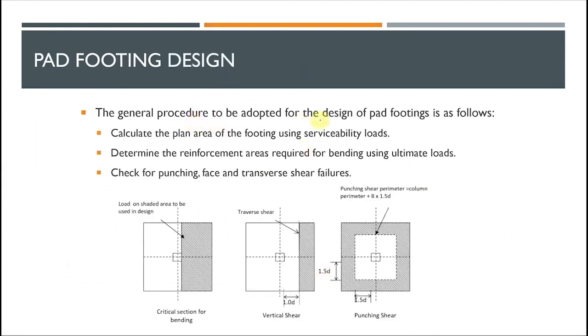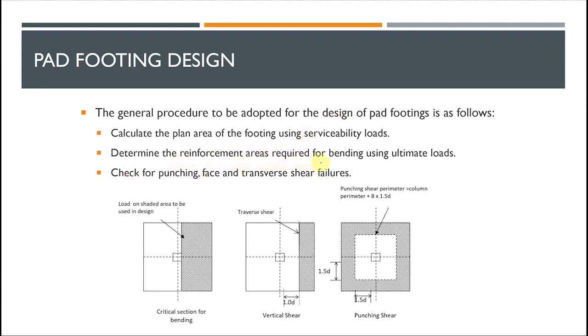The general procedure to be adopted for design of pad footing is as follows. We need to calculate the plan area, meaning the size of the footing, using serviceability load. So sebelum ni you ada belajar ULS and SLS, which is ultimate limit state and serviceability limit state. Jadi sekarang masih kira ultimate load. So itu adalah to cater the ultimate limit state punya requirement. Okay, bila kita kira untuk serviceability load, to cater SLS, which is the serviceability limit state.